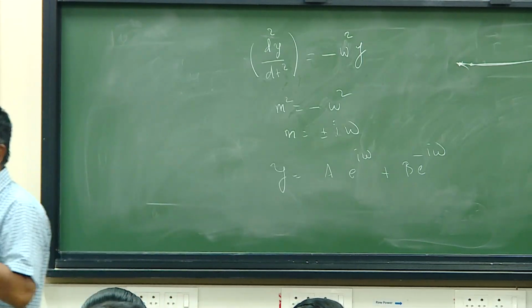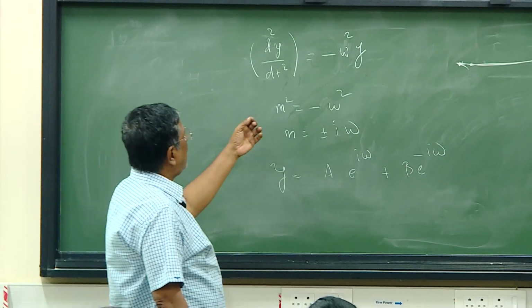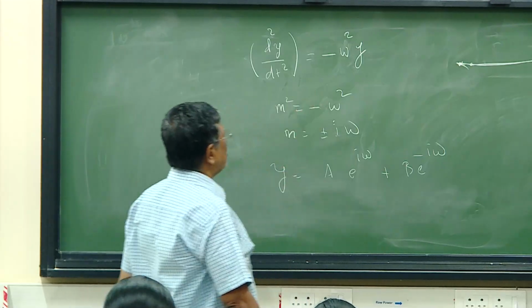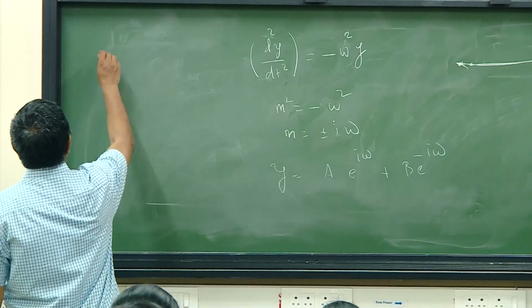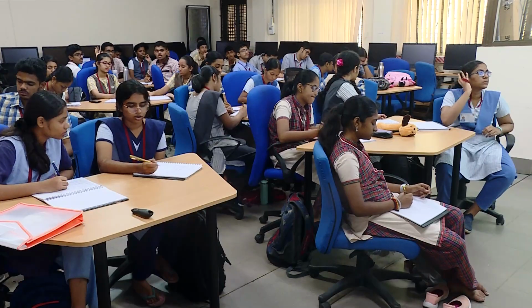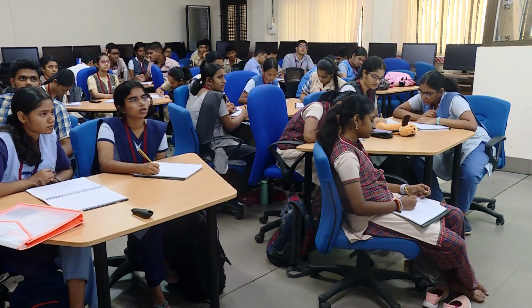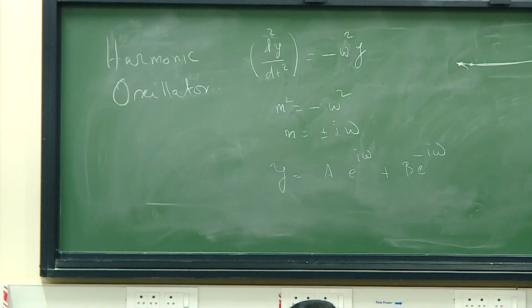So this motion is called harmonic motion. The particle which makes this kind of motion is called a harmonic oscillator.